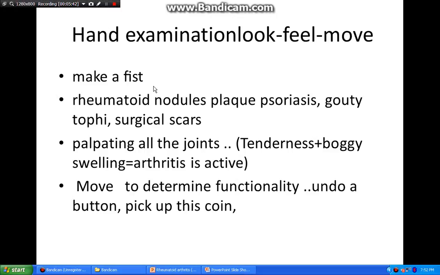So during the examination, what other things will you look for? You will tell the patient to make a fist, and see whether he is able to perform that or not. You have to look for rheumatoid nodules, whether they are present or not, mostly on the extensor surface and mostly around the elbow joint. Also look for other things that may be associated, such as gout trophy, which is also a cause of other forms of joint problem. And look for surgical scars. Palpate all the joints, as I already said. If there is tenderness and bulky swelling, it means the arthritis is active. Move to determine the functionality and do buttoning, unbuttoning, and picking up coins. These are the important things you have to tell.